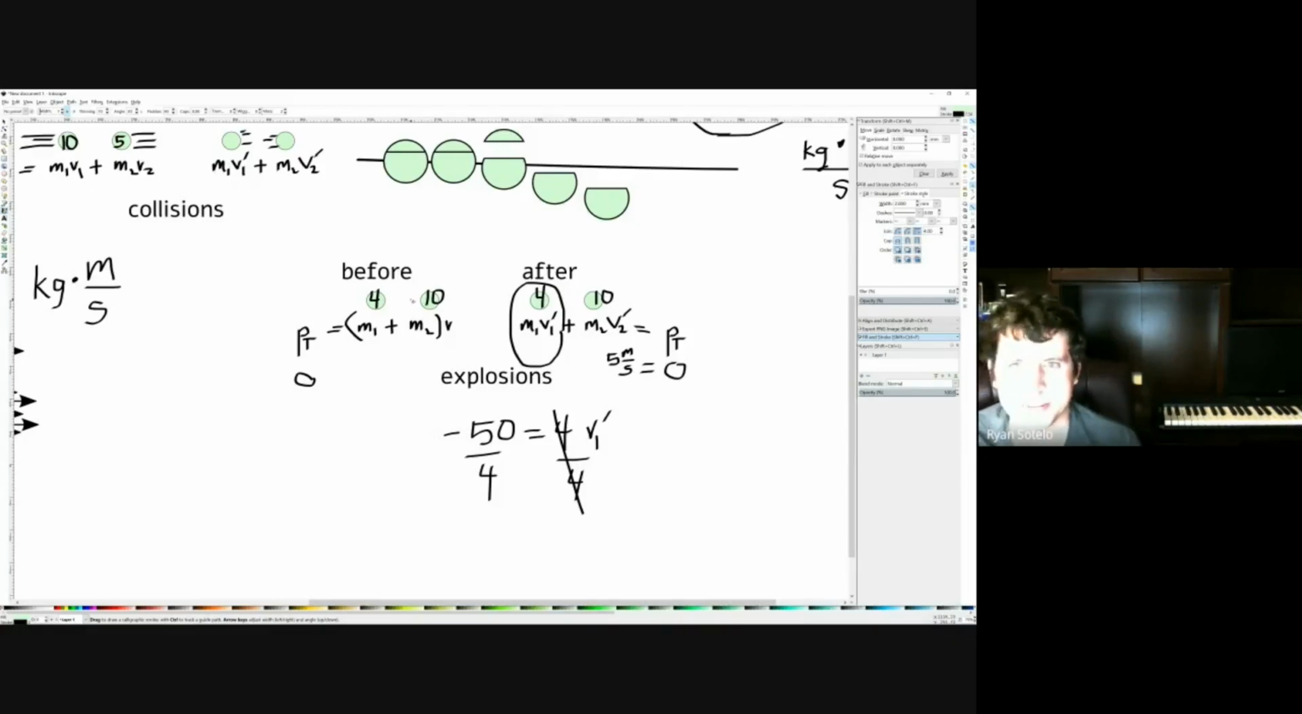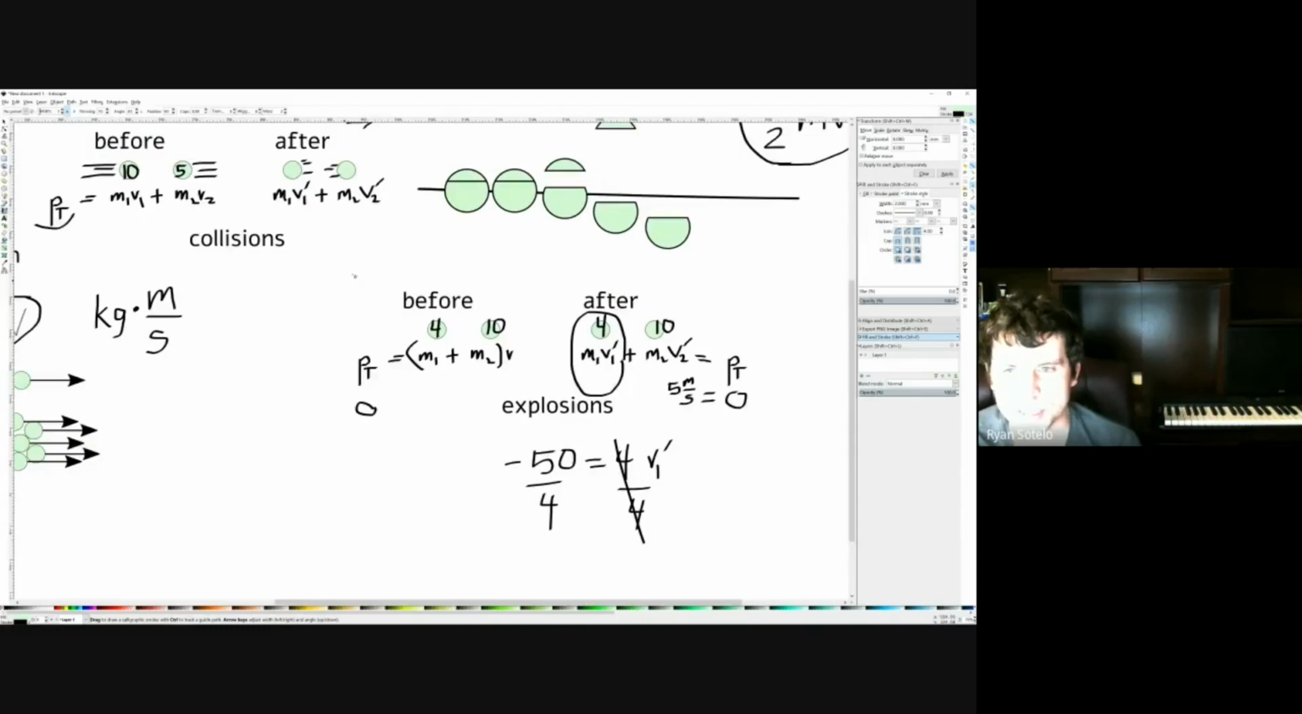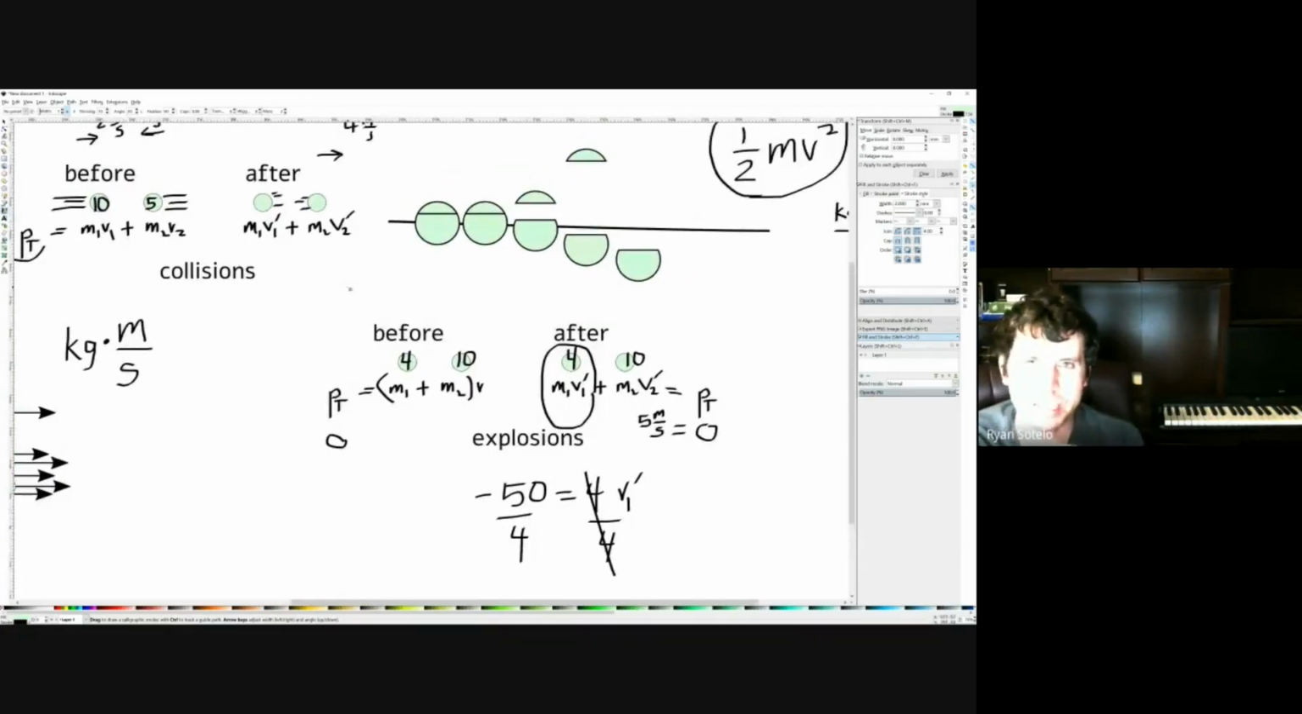So it works just the same. There's just different types of situations. Sometimes they're stuck together and then they blow apart. Sometimes they're apart and they come and stick together. Sometimes they don't stick together. Sometimes they bounce.